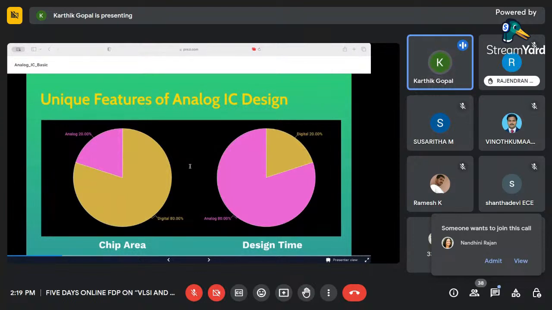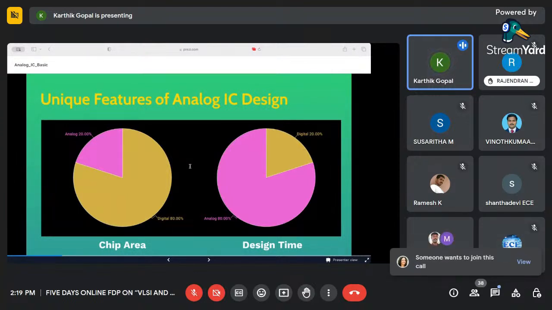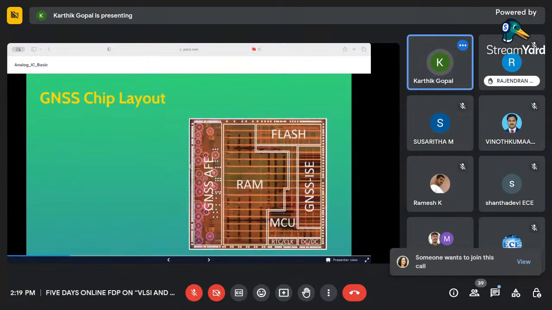So it has analog. So how does it track the location? So it takes signals from the satellites and it amplifies the signal and gives it to the digital portion. So the external world is analog. Internally, we process it in digital. So we need an analog to receive the signal. Right? So this is the GNSS chip layout. GNSS is one of the functions in the whole phone.